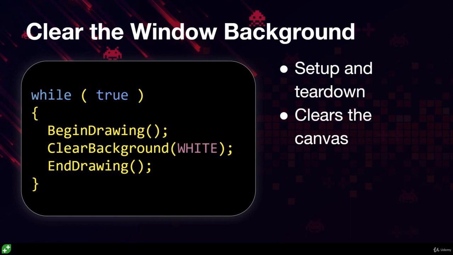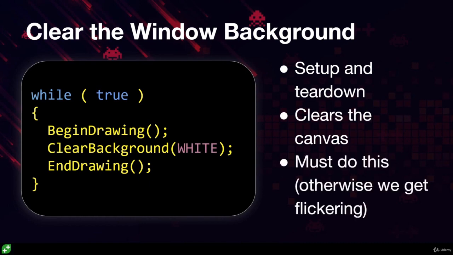Clear background takes an input parameter for the color. The Raylib library has colors built in, such as white in all caps. These variables just work magically with functions that require Raylib colors. We must clear the background or else the screen will flicker, which can be dangerous if you're prone to seizures.